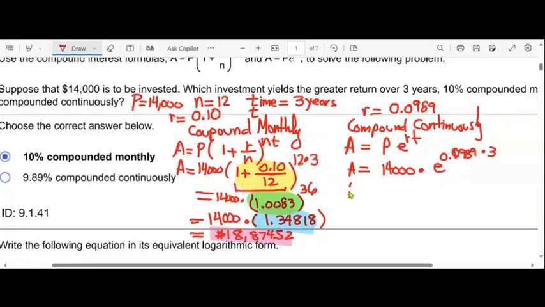Now let's go to the next one here. First, multiply those two numbers together. 0.0989 times 3. How much will this give you?